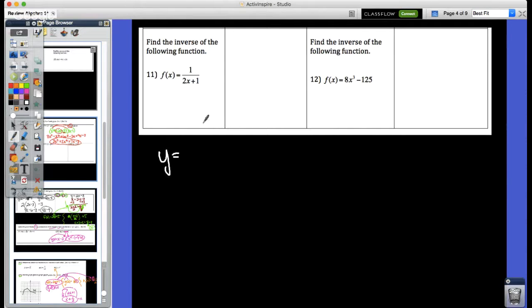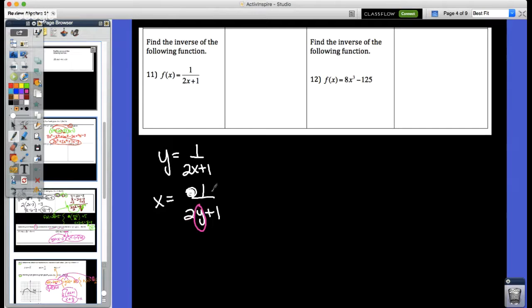So let's do number 11. Y equals 1 over 2x plus 1. Okay? The later we go, the crazier I get. Just heads up, okay? So on number 11, the first thing we do is we flip-flop x and y. So let's do it first for the inverse. We'll get x equals 1 over 2y plus 1. Now, just a heads up, our goal is to try to get the new y. That's the goal. We're trying to get that by itself.